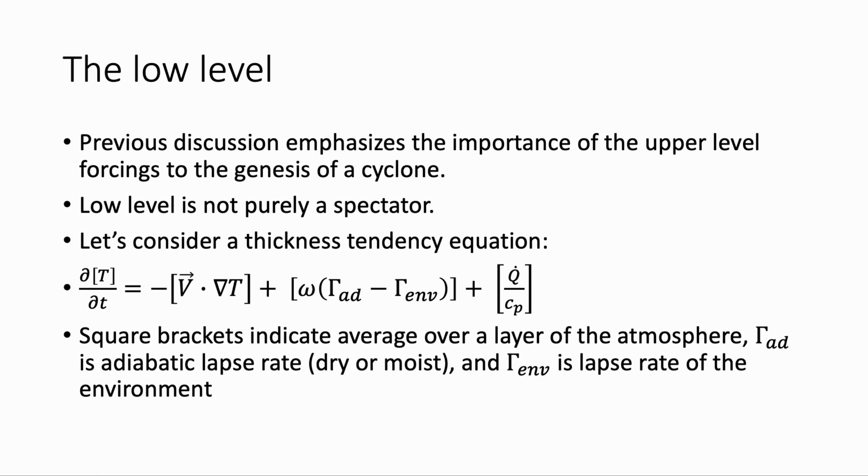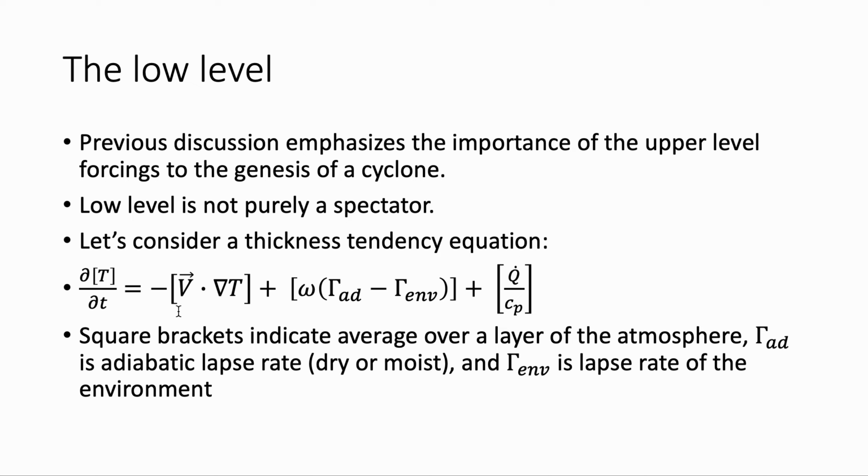Okay, so we talked about the upper levels until now. The lower levels are not mere spectators in this process, okay? And one way to see it is if we consider the tendency equation for the thickness of the atmosphere. The thickness, we saw at the beginning of this course, was the layer average virtual temperature. Let's pretend it's temperature for now, just to simplify our lives. And if you do all the calculations, then you can arrive at an equation that looks like this.